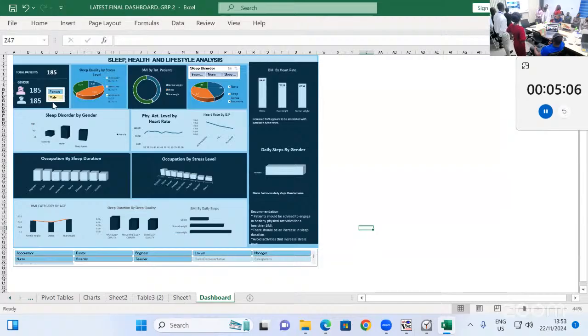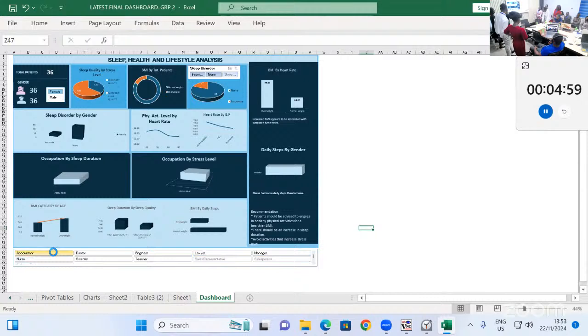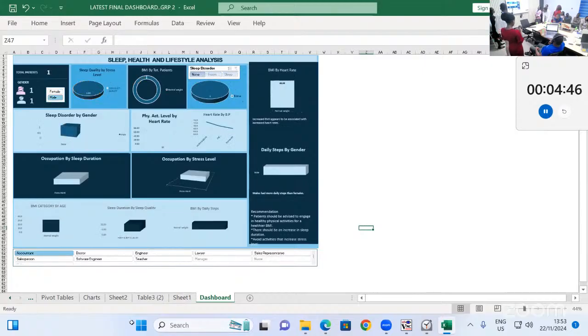If you also go down to the occupation slicer, click on the countdown. You see it's only showing the specific figures for females who are countdowns, not males. You would see that it's interactive, it changes depending on what you choose. We also created that for sleep disorder. Based on different ones you pick, it will change as well.